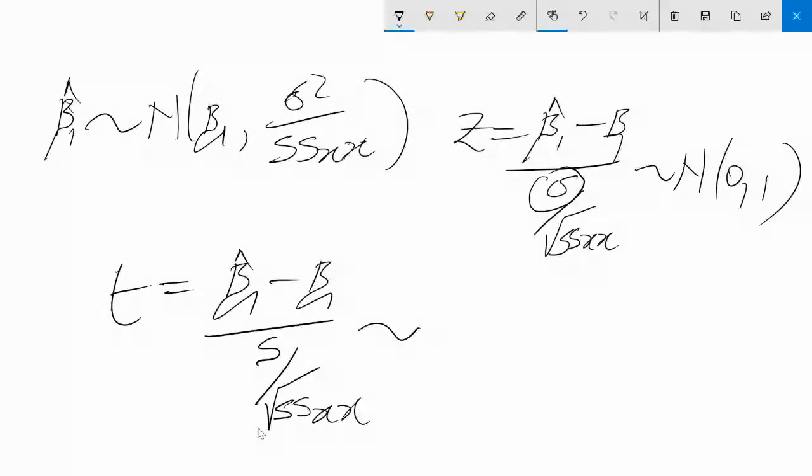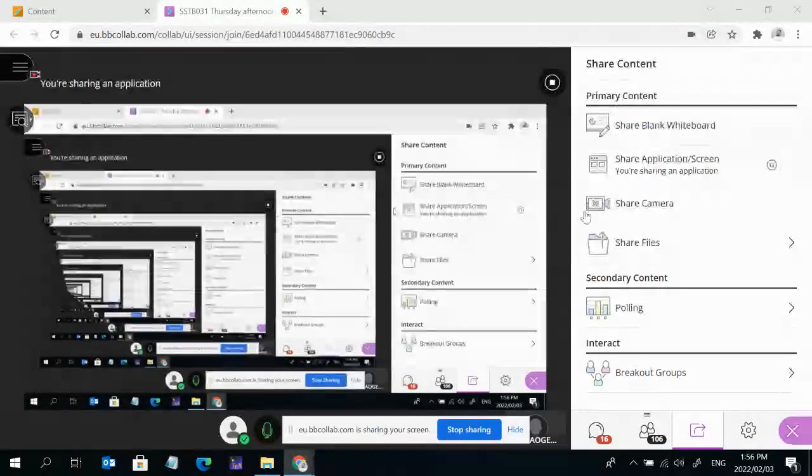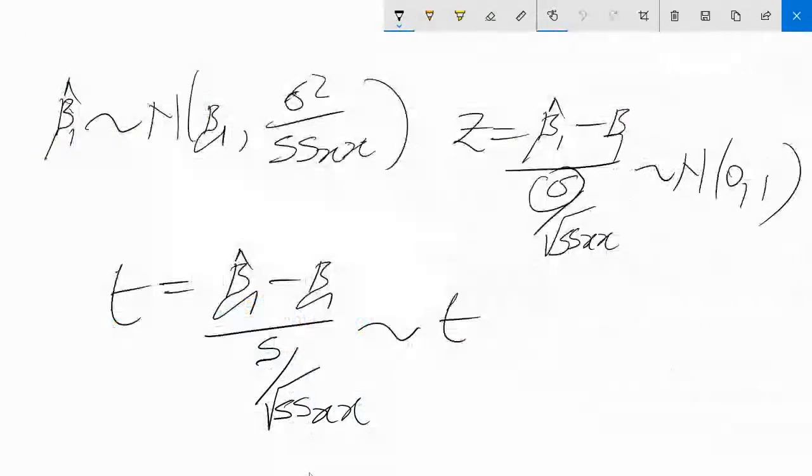And this follows a Student t distribution. Okay, thank you. So this follows a Student t distribution with n minus 2 degrees of freedom.